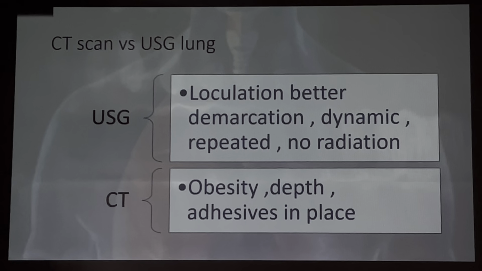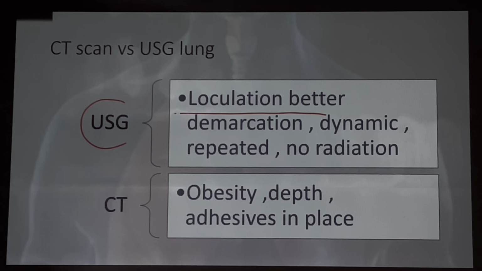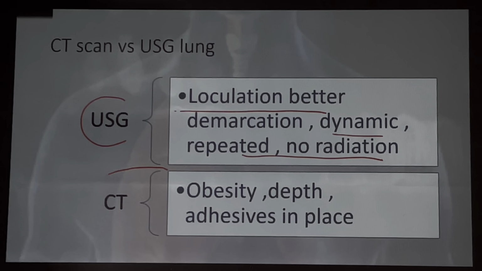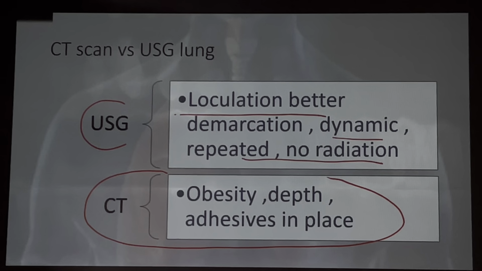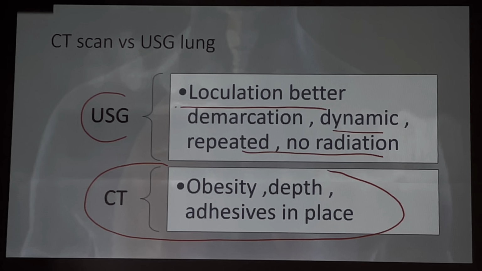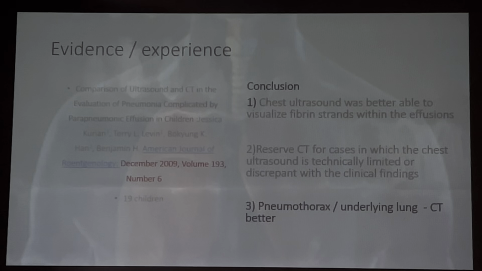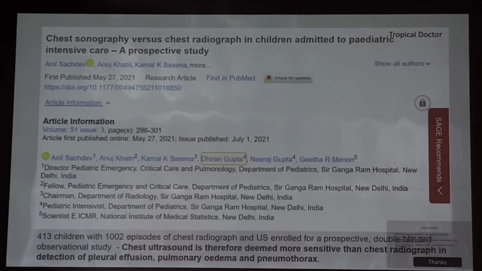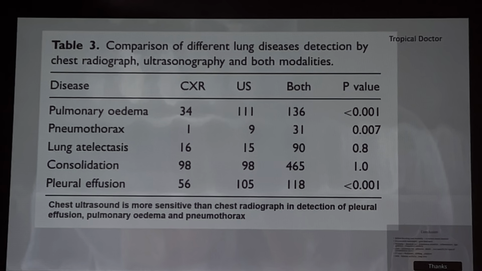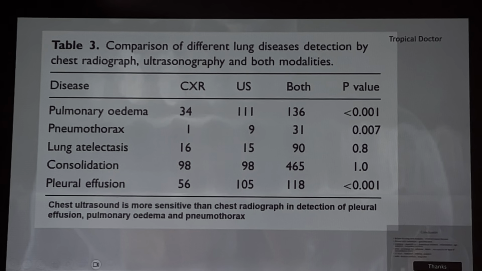So, last point about the CT scan and ultrasound. Ultrasound is better if you have got loculations, if you want to demarcate. It is dynamic, no radiation, but CT scan still has a role, especially if you have got a lot of tubes placed there, right? If you have a lot of tubes and adhesives, then it's very difficult to perform ultrasonography. And if the patient is obese, it's again very challenging. But if you find a patient with a lot of necrotic pneumonia, and you want to rule out what is happening inside the lung, and simultaneously you want to look at the pleura, probably CT scan has an edge over the ultrasound.